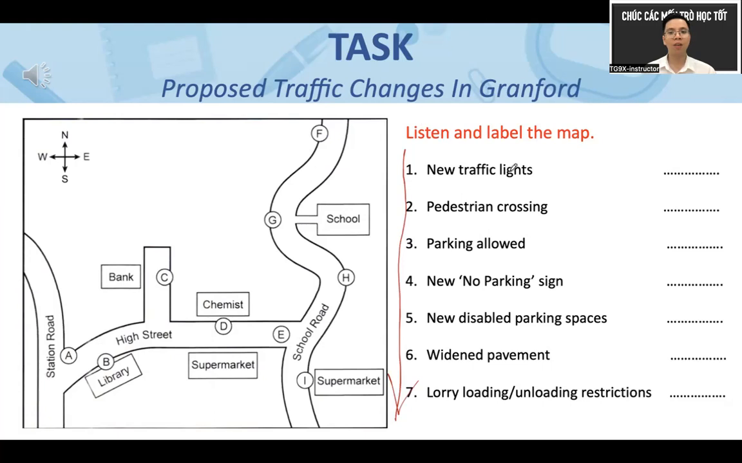They will talk about new traffic lights first. They will show you where on the map. And they will continue to talk about pedestrian crossing. And then they will continue to talk about parking allowed. And they will continue to talk about new no parking sign. And they will continue to talk about this and this and this in order. So please just follow this order. Don't look around. Okay. So now, let's listen.